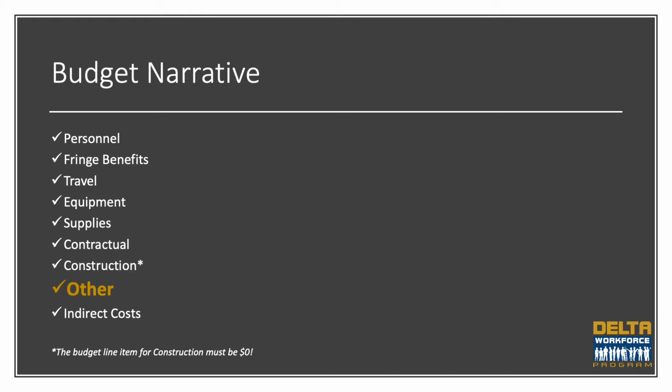For other, provide clear and specific detail, including cost, for each item so that DOL is able to determine whether the costs are necessary, reasonable, and allocable. List items such as stipends or incentives not covered elsewhere.